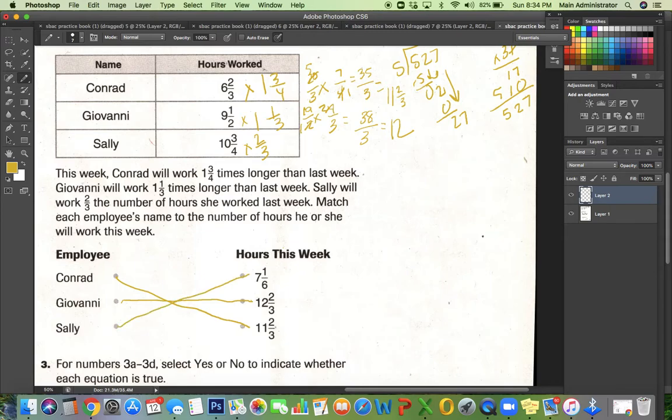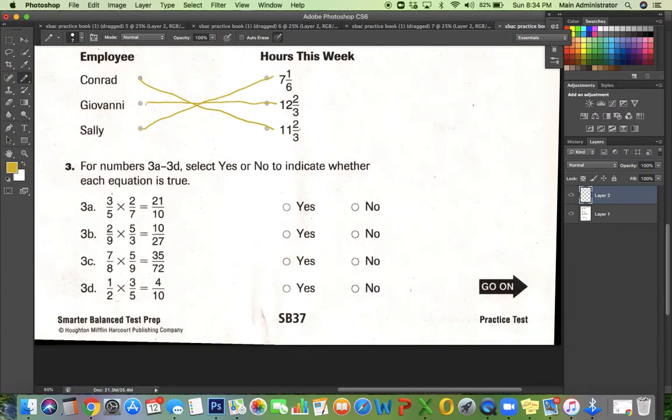There we go. Let's take a look at number 3. For numbers 3a through 3d, select yes or no to indicate whether each equation is true. Okay. Multiplying fractions, easy enough. We go straight across. 3 times 2 is definitely not 21. That's crazy. No. 2 times 5 is 10. 9 times 3 is 27. Looks good to me. 7 times 5 is 35. 8 times 9 is 72. Looks good to me. 1 times 3 is definitely not 4. So that's a no.